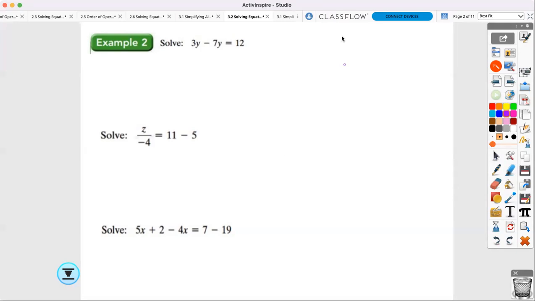So 3y minus 7y equals 12. I'm gonna go ahead and draw a line down the equal sign, and I will remind myself that I can combine 3y with negative 7y because they're like terms, which gives me negative 4y. Bring down the 12. Now, when we have a number and letter next to each other, remind myself that they're being multiplied. I'm gonna go ahead and divide both sides by negative 4. And that cancels out, and I get y equals negative 3.